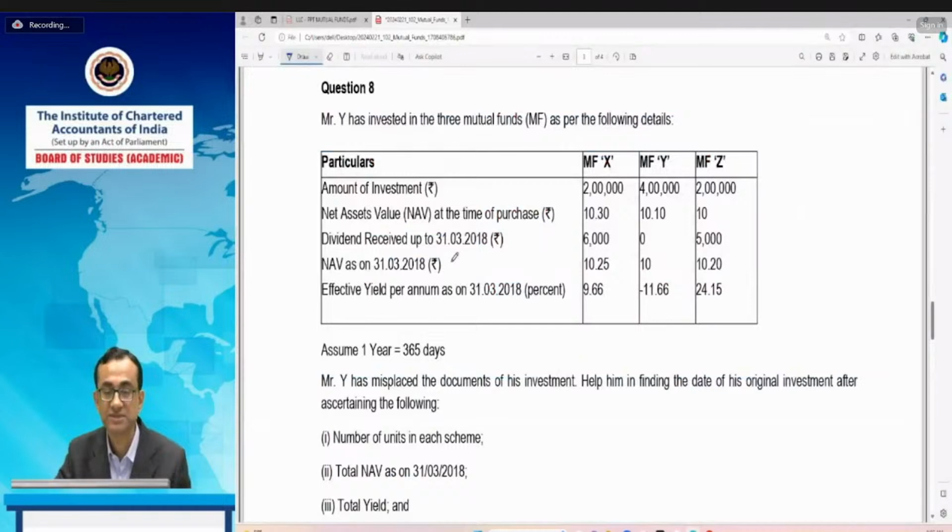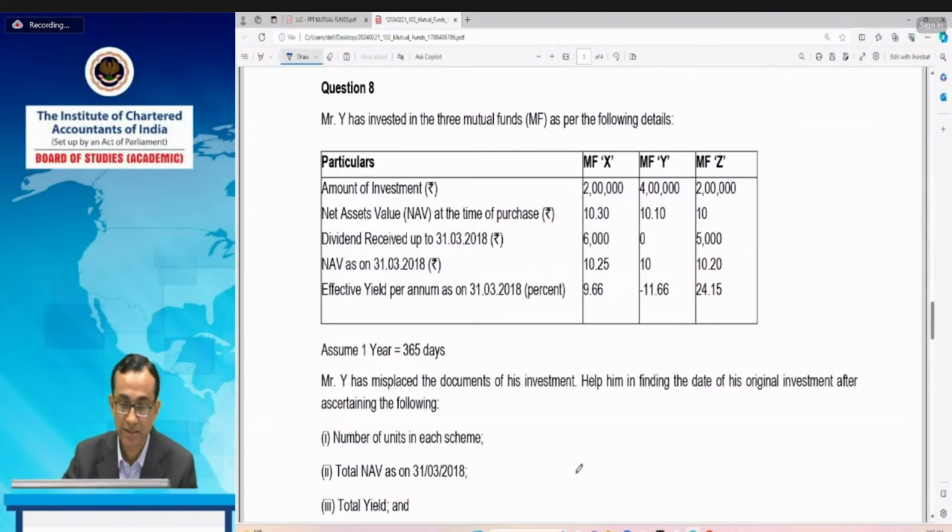Now let us first understand this question. Question number 8. If you can observe, this question number 8 is similar to question number 7. But there is one small difference. Let us see what it is.